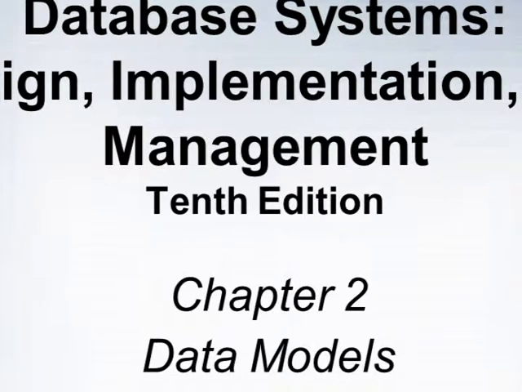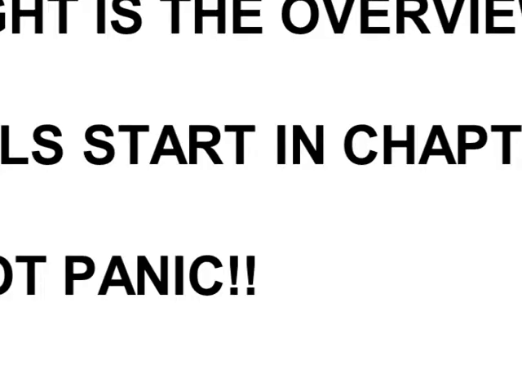Tonight we'll begin our discussion of real database design with looking at the different ways that we can construct graphic pictures of our database. One thing I'd like you to remember as we're going through this is that tonight is just an overview. The actual details on how we get down to designing specific database attributes will start in Chapter 3 and run through 4 and 5. So don't panic, sit back, relax, learn about what we're going to be doing in the next several chapters.